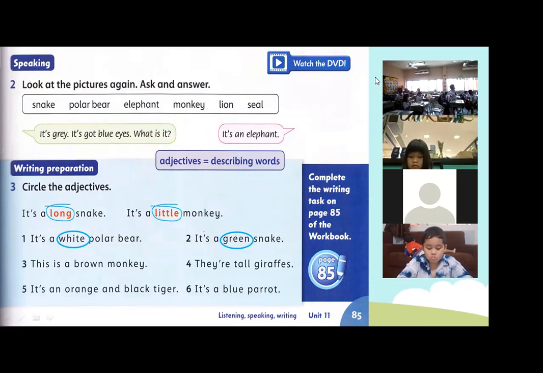Can you explain adjective in Thai? Do you know what an adjective is? How do you explain it in Thai? An adjective is a word for something.